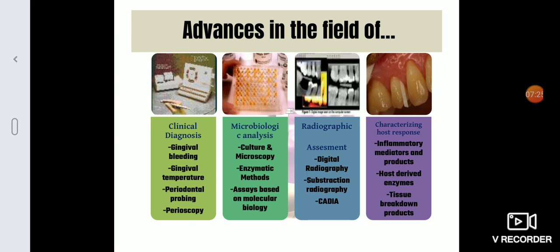So in today's class, we are going to discuss the advances in the field of clinical diagnosis, which includes gingival bleeding, gingival temperature, periodontal probing, and perioscopy. And in the subsequent classes, we're going to discuss microbiological analysis, which includes culture and microscopy, certain enzymatic methods, assays based on molecular biology, immunologic methods, etc. Thereafter, radiological assessment using digital radiography, subtraction radiography, etc., and characterizing the host response, that is inflammatory mediators and products, host-derived enzymes, and tissue breakdown products.